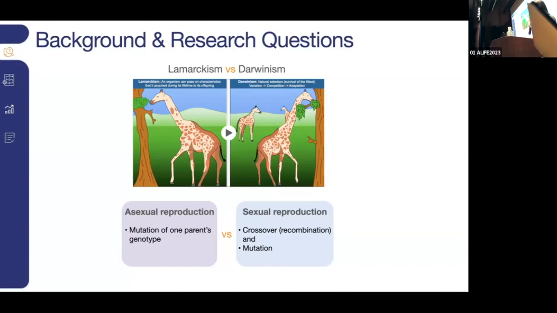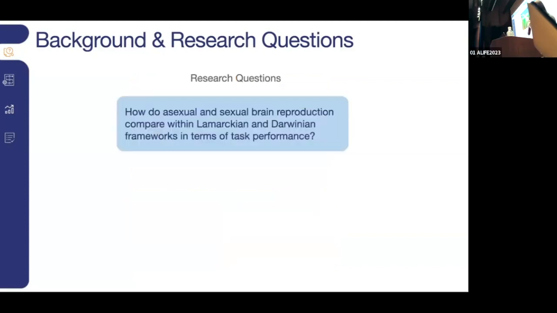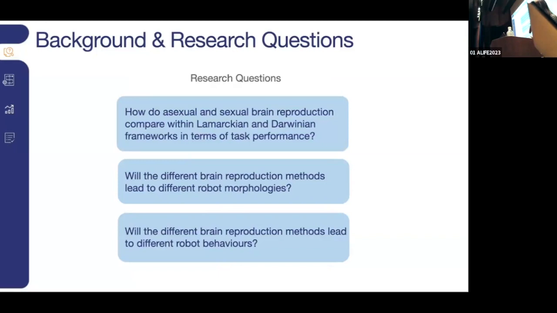So our research aims to fill this gap by answering the following three questions. First, how do asexual and sexual brain reproduction compare within Lamarckian and Darwinian frameworks in terms of task performance? Second and third, will the different brain reproduction methods lead to different robot morphologies and to different robot behaviors?